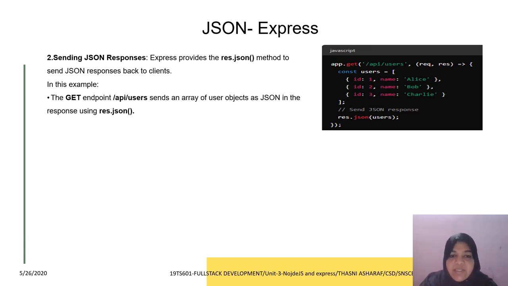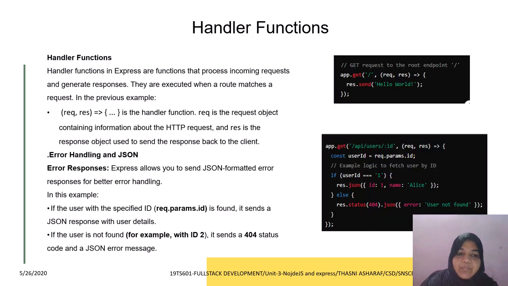So Express provides the res.json method to send JSON responses back to clients. In this example, the GET endpoint /api/users sends an array of user objects as JSON in the response using res.json. Here we can see the constant users, with id 1 and name Alice, and res.json(users). So app.get /api/users, request, response, which is sending JSON responses.